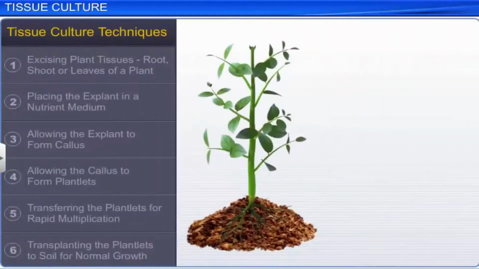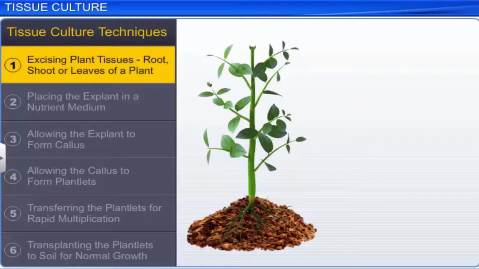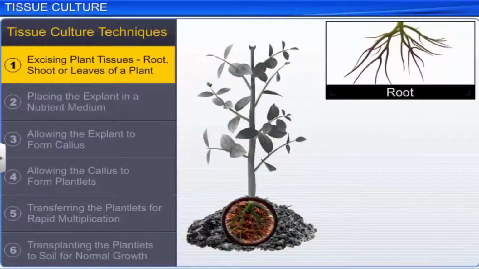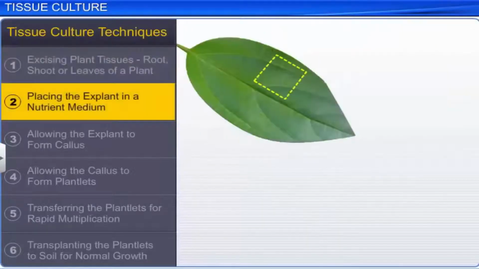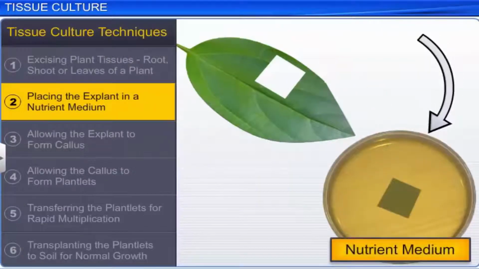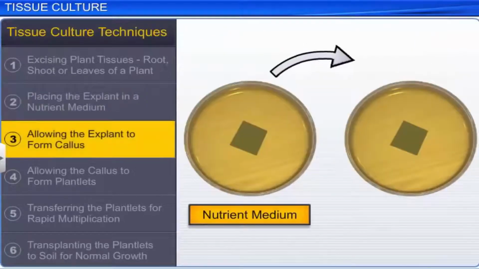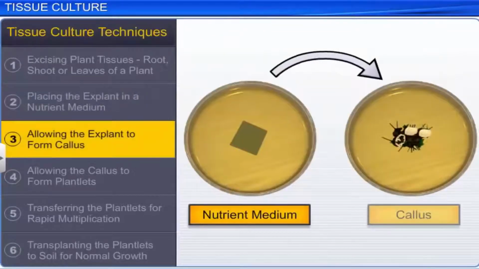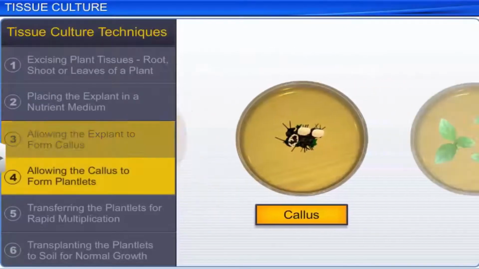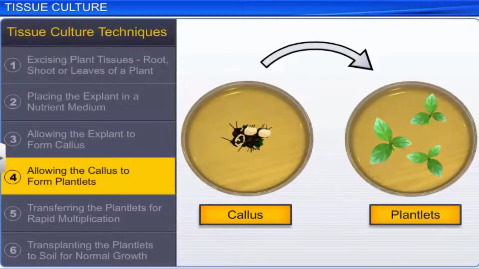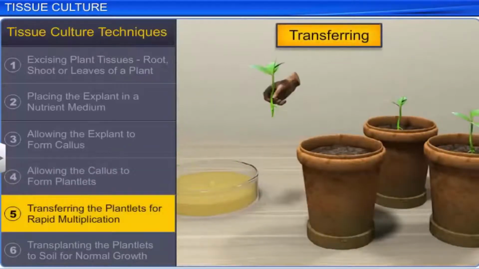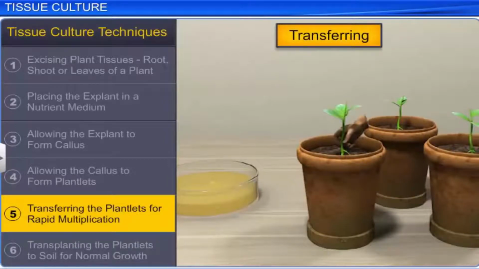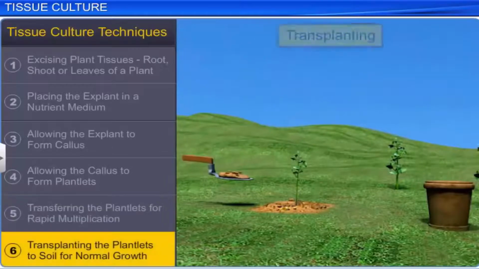The tissue culture technique involves several steps. The first step is excising a small part of plant tissue like the root, shoot, or leaves of a plant. Then placing the cutout part or explant in a suitable nutrient medium, followed by allowing the explants to multiply and form a group of tissues called callus. The callus is then allowed to multiply to form many plantlets, which are then transferred to a different container for rapid multiplication. Finally, the developed plantlets are transplanted to the soil for normal growth.